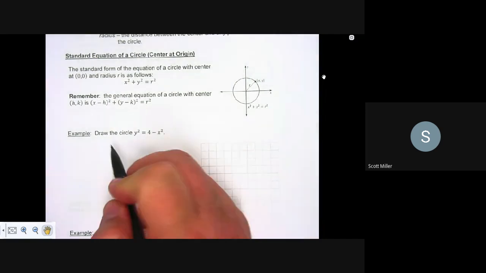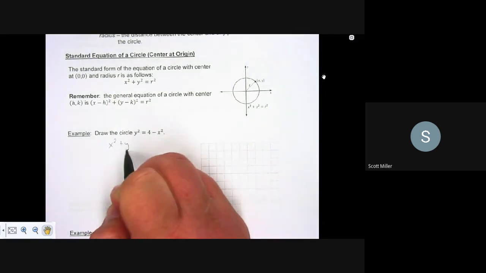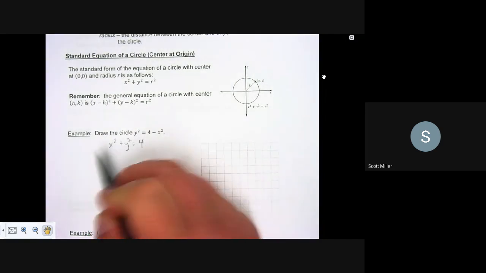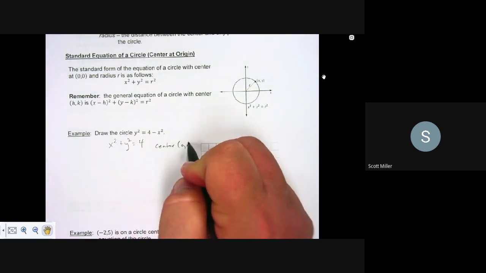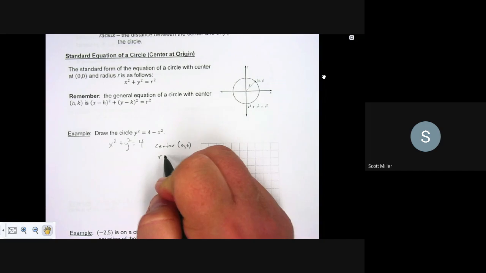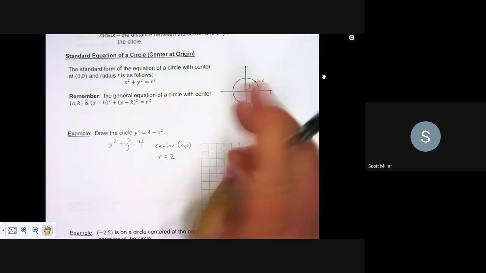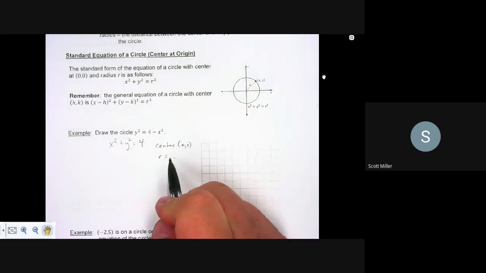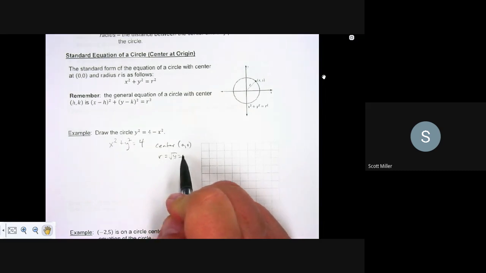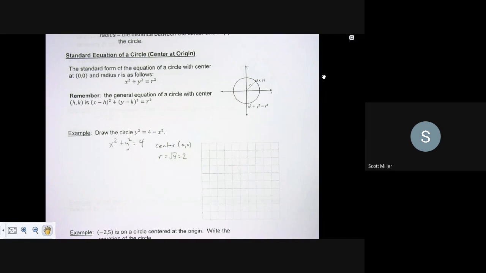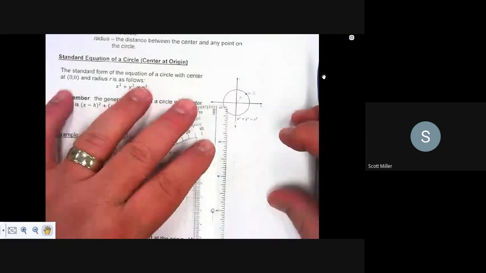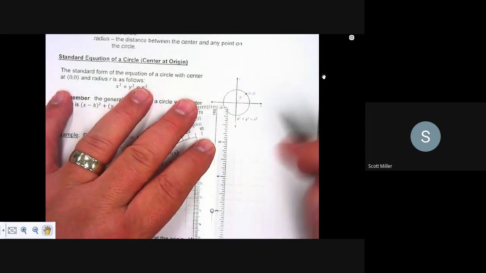So if I move things around, I get x squared plus y squared equals 4. By this, it tells me my center will be at (0, 0), and my radius is equal to 2. Okay. Why is it equal to 2? Because it is the square root of 4, or 2, because this is an r squared. And so to draw the circle right here, we need to find our coordinate system, and we need to set this up so we can draw our circle of radius 2.